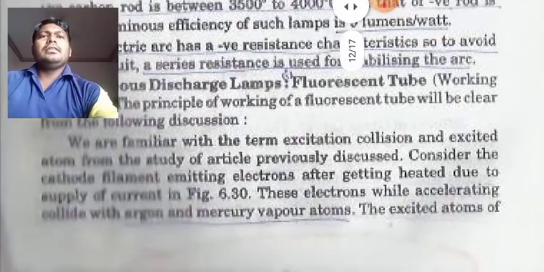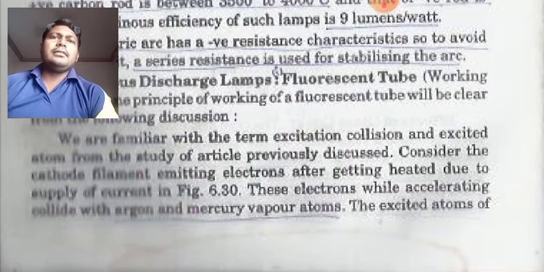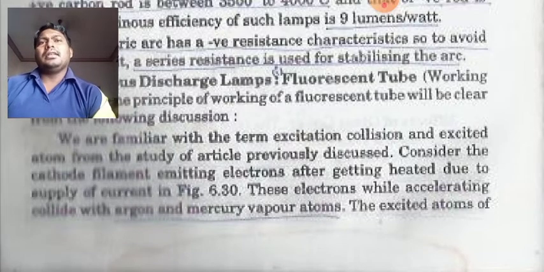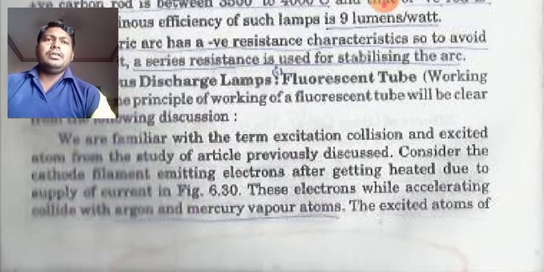We are familiar with the terms excitation, collision and excited atom from the study of the article in the previous section. So consider the cathode filament emitting electrons after getting heated due to supply of current. So after supply of current, what happens? Electrons are emitted. These electrons, while accelerating, collide with argon and mercury vapor atoms.